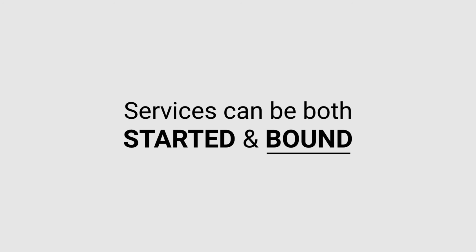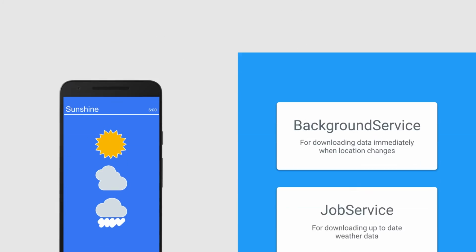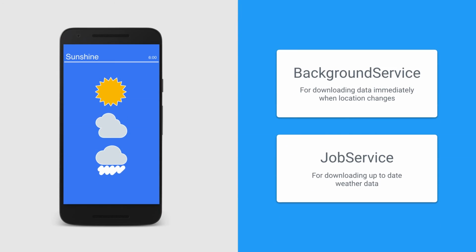We'll be using services in Sunshine in 2 ways. First, when the user changes their location, new weather data needs to be immediately downloaded in the background. Secondly, weather data should be downloaded on a regular schedule in the background. Because of this, I won't say much more about bound services, but if you're curious about them, I provided some links below. I'll be focusing on started services and scheduled job services. Let's talk about started services first.